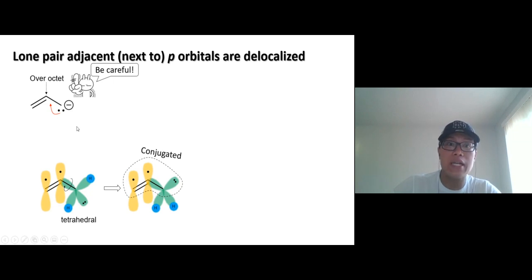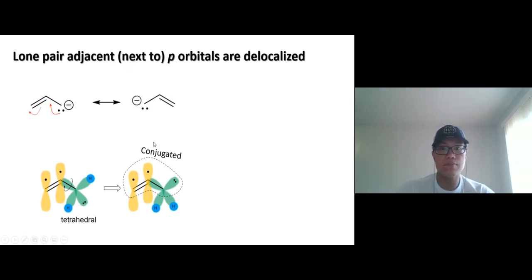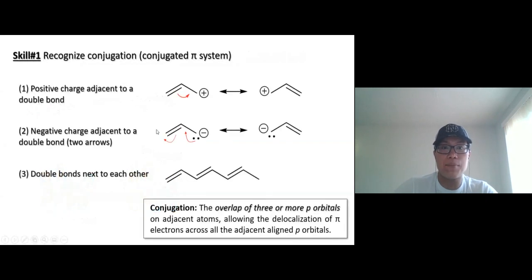So I have to use another arrow, push these two electrons, the pi electrons here, to the carbon on the left side. Here we go. All right, there's a second type of common conjugation that you're going to see. All right, let's summarize real quick.